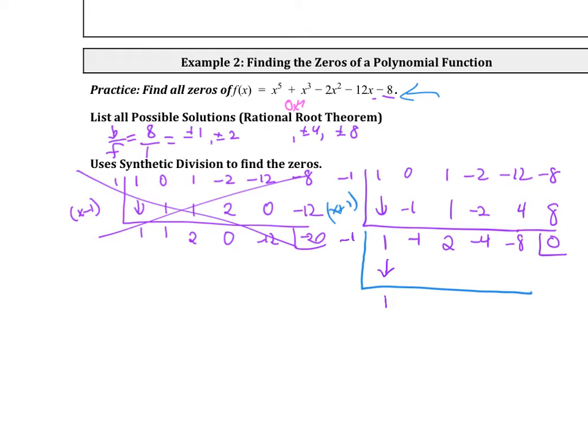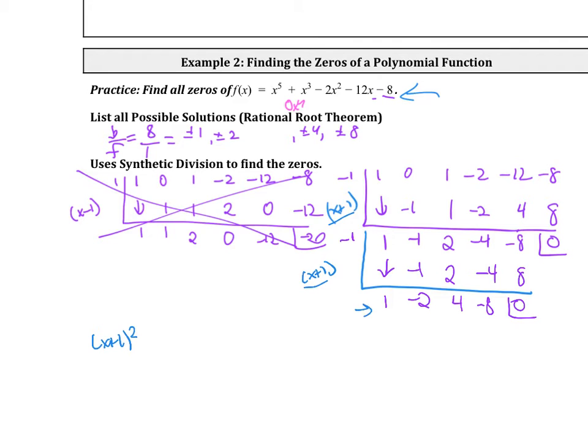So drop down the 1. 1 times negative 1 is negative 1, negative 2, positive 2, 4, negative 4, negative 8, negative 1 times negative 8 is a positive 8. Hey, it works. So therefore, we also know that x plus 1 works again. So it's a repeated root, right? So I know that I can write that as x plus 1 squared.